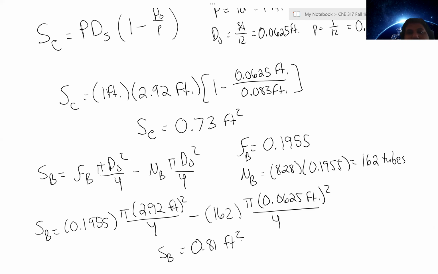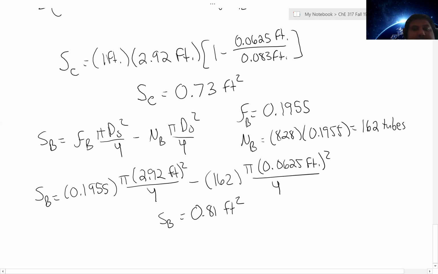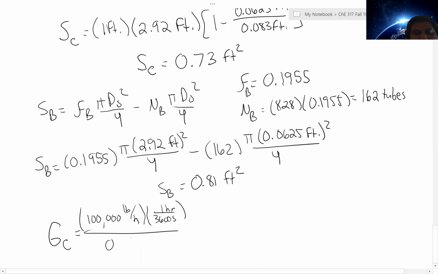So with this in mind, we can now solve for our effective mass velocities. G_C is equal to 100,000 pounds per hour, or 1 hour, 3,600 seconds, divided by 0.73 square feet.